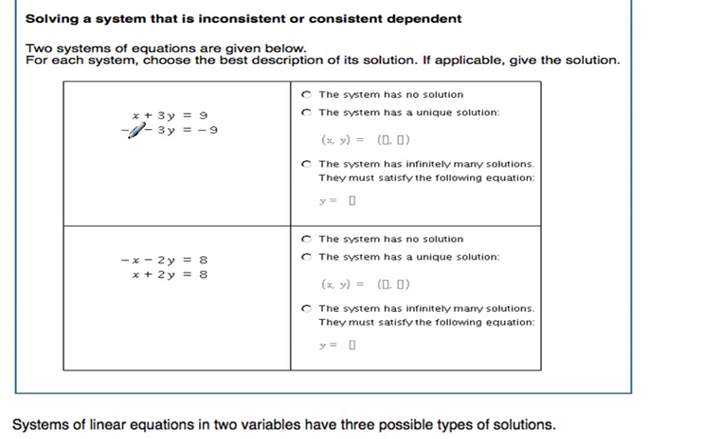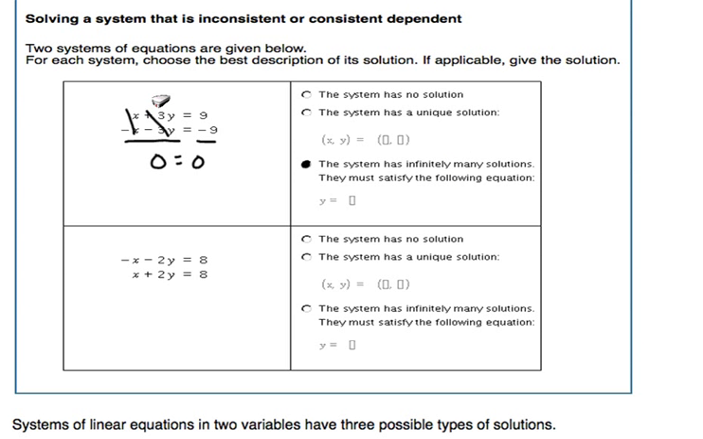So first thing we'll do here is combine the two equations. Negative x and negative x, they become 0. 3y and negative 3y, they also become 0. So we have 0 on the left side of the equation. On the right side of the equation, 9 minus 9 is 0. If you get that the left side is equal to the right side, then what you have are infinitely many solutions. Now, if you have infinitely many solutions, you have to come up with the equation that they must satisfy.